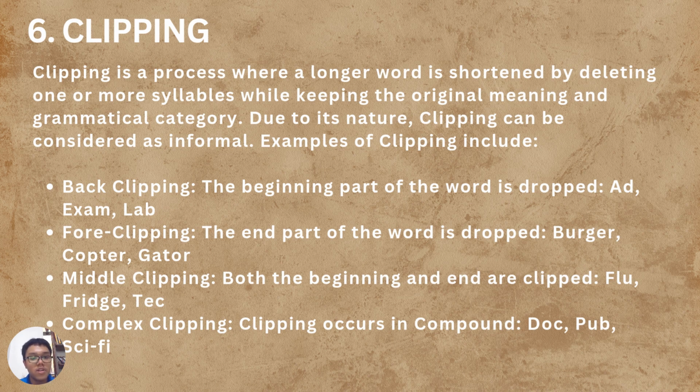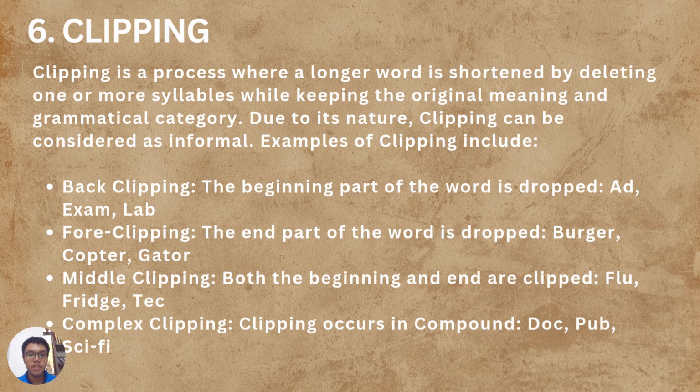Next, we have clipping. Clipping is a process where a long word is shortened by deleting one or more syllables while keeping the original meaning and grammatical category. Due to its nature, clipping can be considered informal. So we have four types once again. We have back clipping. The beginning part of the word is dropped. So advertisement turns to ad, examination turns to exam, and laboratory turns to lab.